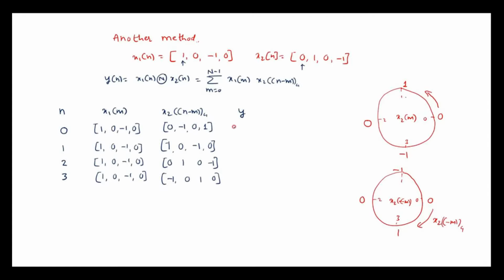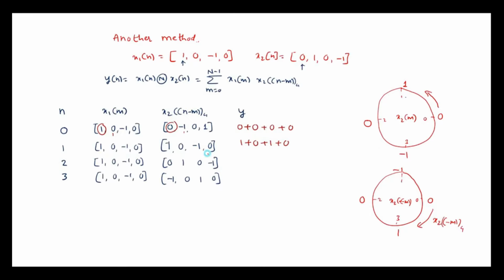Now to get the value of y, we are supposed to multiply the corresponding values, that is this value is multiplied with this: 1 into 0 is 0, plus the second value multiplied with the second value, that is 0 into minus 1 is 0. Similarly the third value with the third value, that is 0 into 1 is 0. Similarly for the second row, 1 into 1 is 1, plus 0 into 0 is 0, minus 1 into minus 1 is plus 1, 0 into 0 is 0.